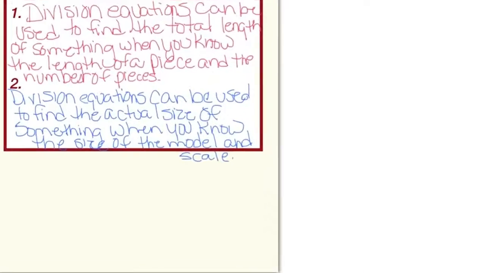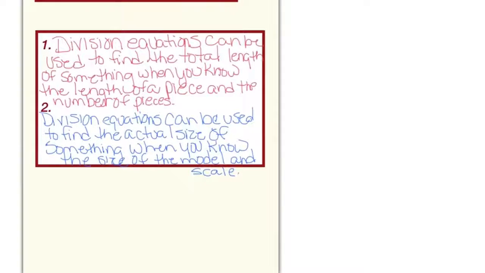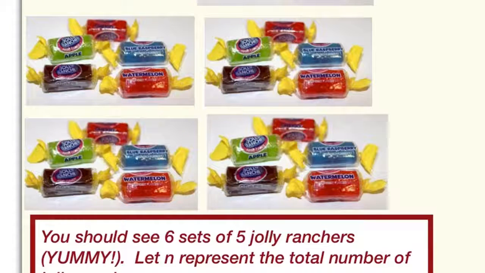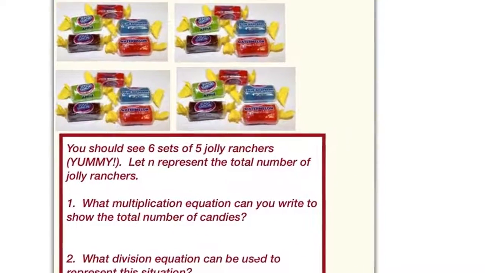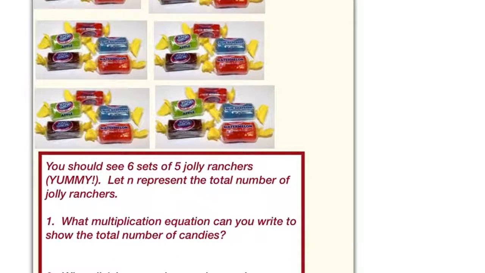Okay, let's make that a little bit bigger. Okay, press pause until you've gotten all of this written, and then you should go on to the next screen when you're ready. Okay, ooh, Jolly Ranchers, that's some of our favorite candy, I know. Okay, so you should see 6 sets of 5 Jolly Ranchers. Yummy. Let n, I'm going to underline that, let n represent the total number of Jolly Ranchers. What multiplication equation can you write to show the total number of candies?